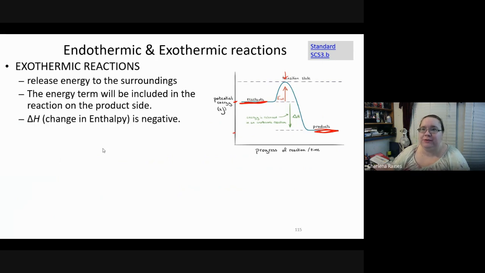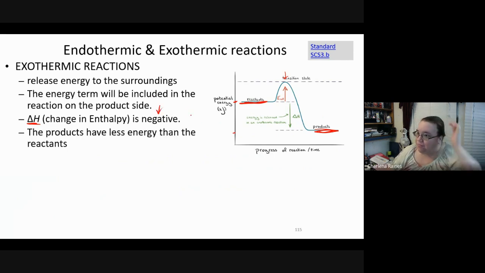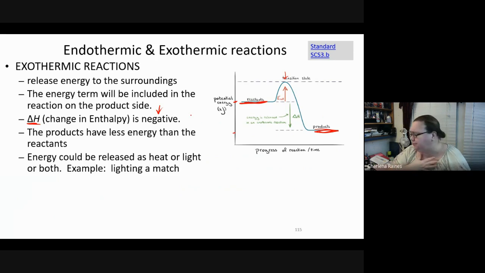Energy is produced. And sometimes we see this as a delta H. So they would actually give us a change in enthalpy. That's what delta H means. Enthalpy is just a fancy word for heat. So it's a change in heat, a change in energy. And when we're losing energy, it is always negative. So we would see a negative delta H value. As indicated with the graph, our products are going to have less energy than our reactants, or the reactants have more energy than the products. You can kind of say it either way.